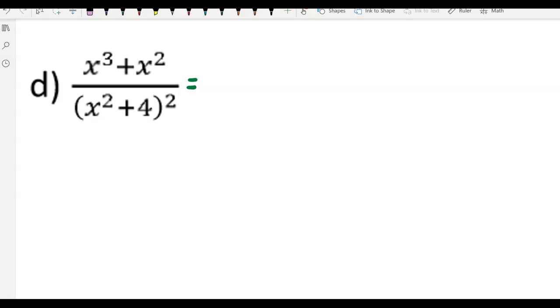Yes. All right. Two factors means how many fractions? Two. All right. One bar plus another bar. Denominator number 1. What should we write? x squared plus 4. Denominator number 2? x squared plus 4 squared.